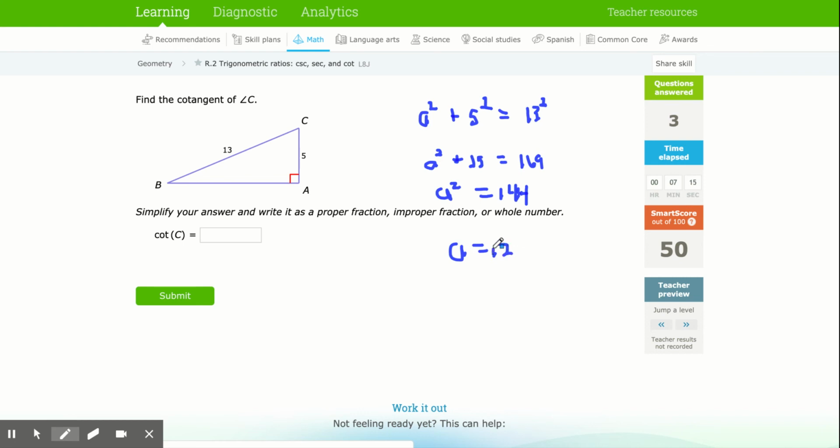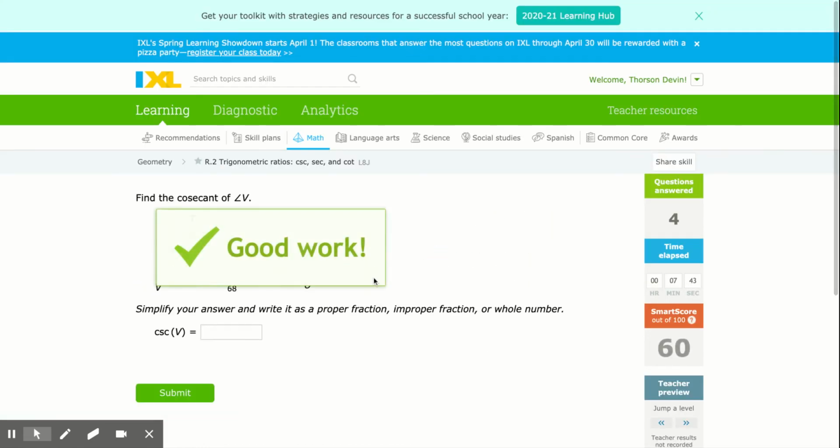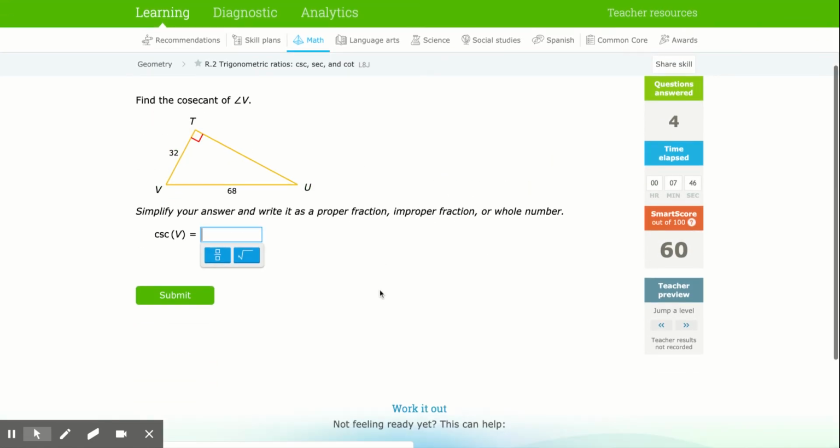Now that I've used Pythagorean's theorem to find this length of side 12, I go to find the cotangent of C. Here's C. So this would be the opposite. This would be the adjacent. And the cotangent is the reciprocal of the tangent. So not opposite over adjacent, but adjacent over opposite. It's 5/12. So I type in 5/12. I'm going to do this and just see if it works. 5/12. And look at that, it works. So you don't actually have to do it.